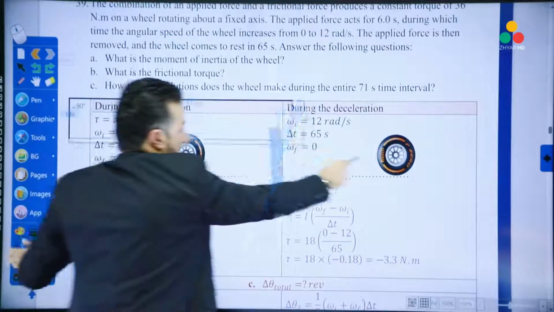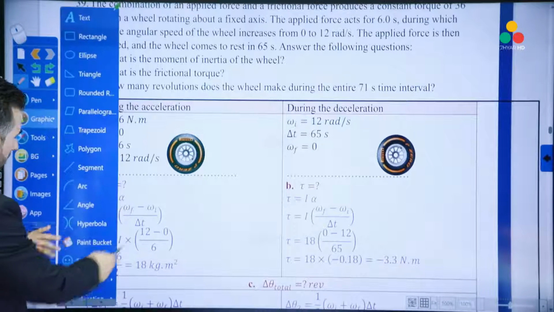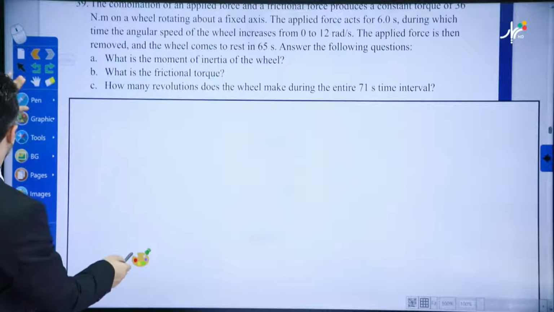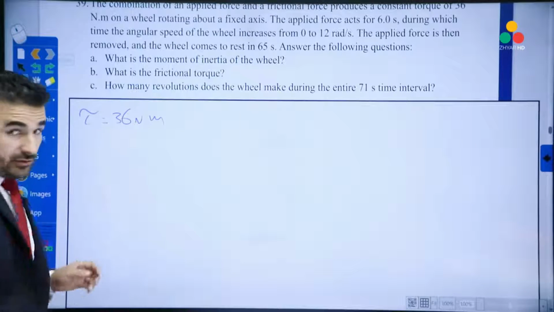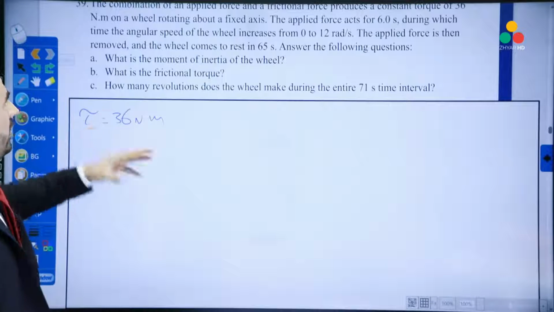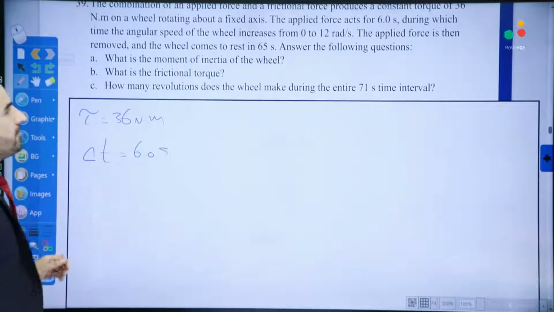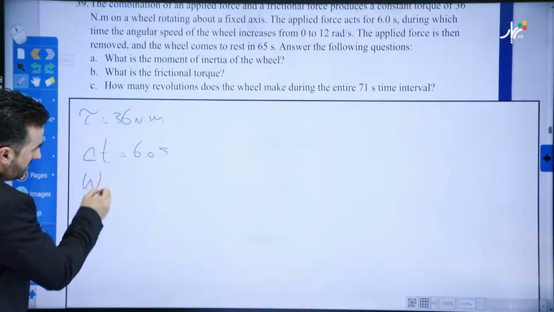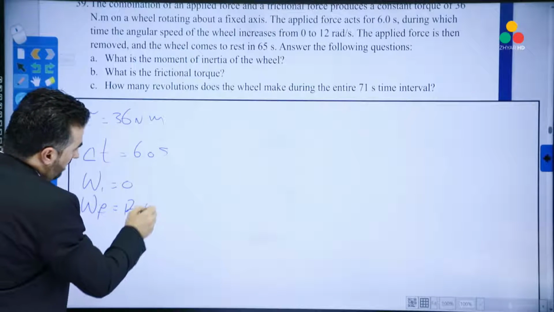Let's get this done. What do we have? We have 36, which is a constant torque. So we have a torque of 36 Newton meter. Don't forget this. Then we have delta t, which is 6 seconds. During that time the angular speed of the wheel increases, so omega initial is 0, and omega final is 12 radian per second.